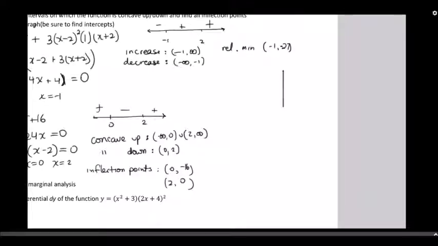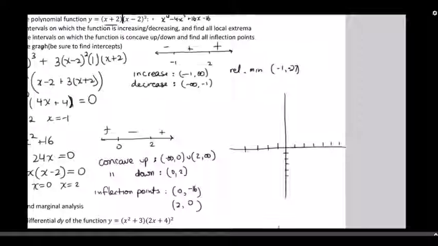Now, graphing the function. Let's try that again. Let's get some straighter lines there. This does not have any vertical or horizontal asymptotes because it's not a rational function. It's a polynomial function, so it's smooth and continuous. We have a relative minimum value at negative 1, comma negative 27. So, I mean, that's way down there.